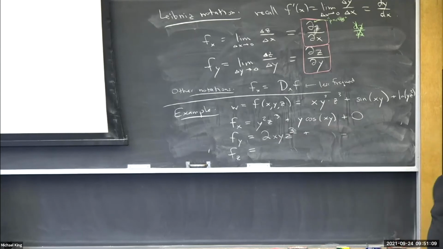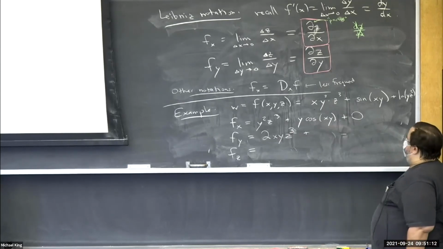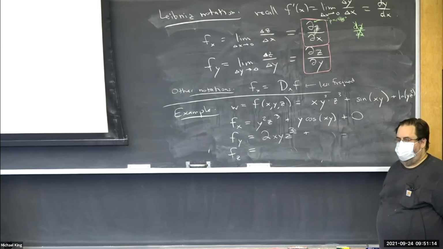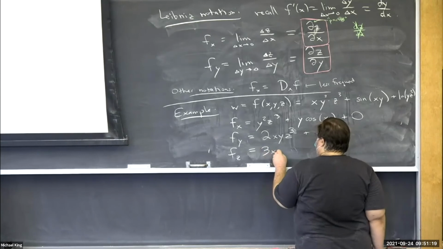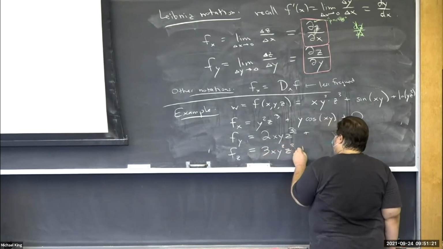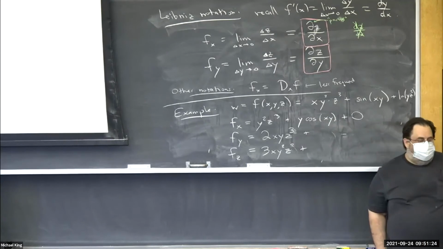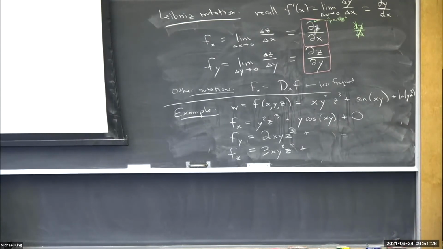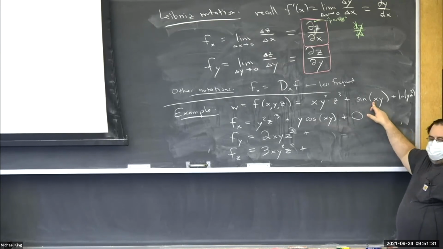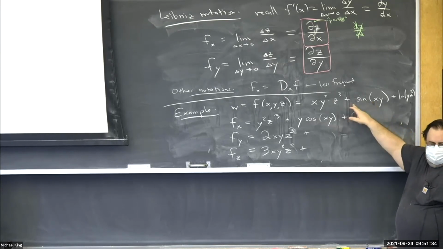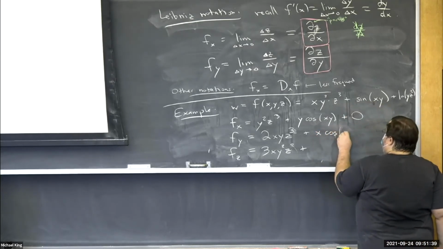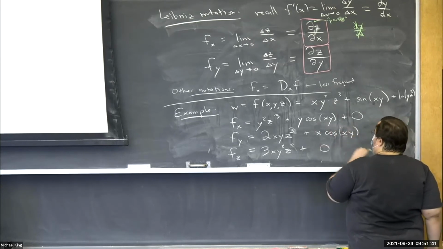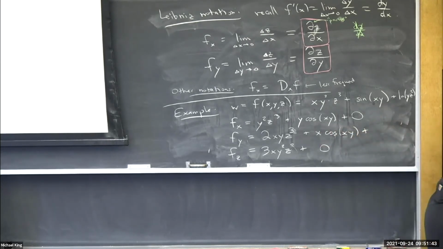2xyz cubed plus... I did the easy part. Yeah, right, okay. What happens with this one with respect to y? It's kind of the same idea, right? x cosine xy. And there's no z there. Now this is fun.